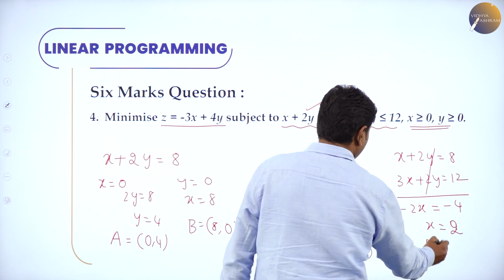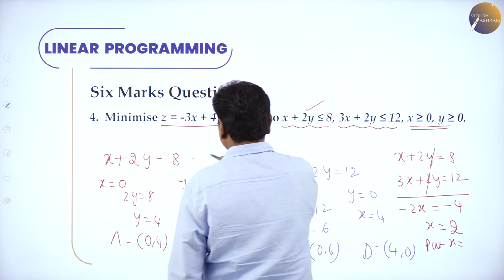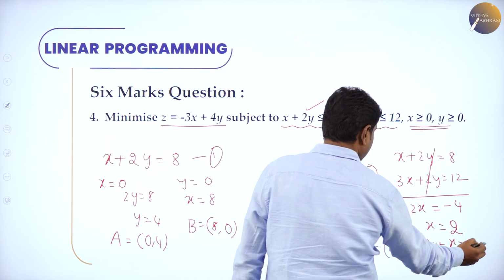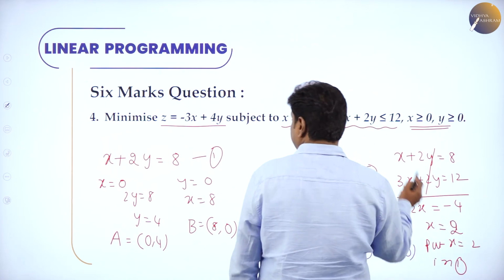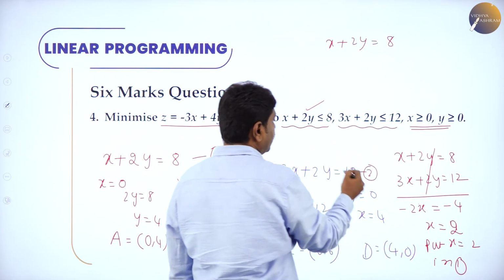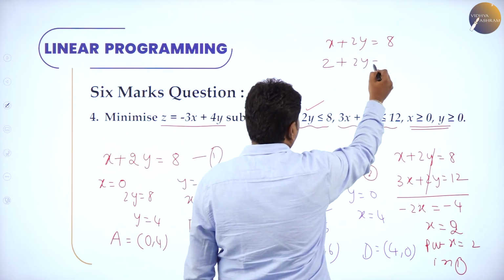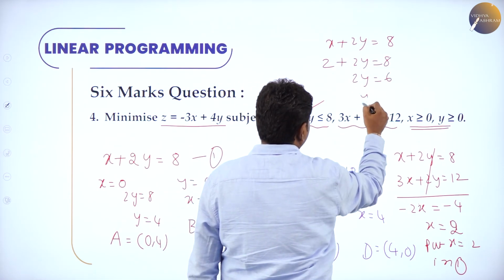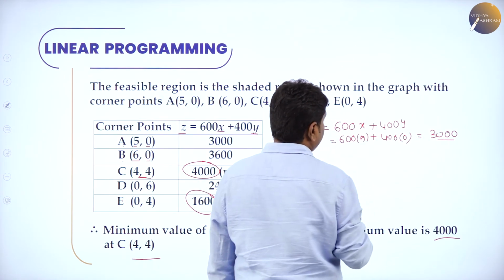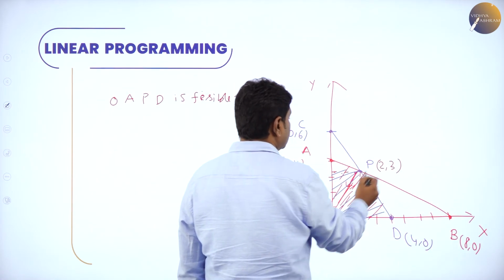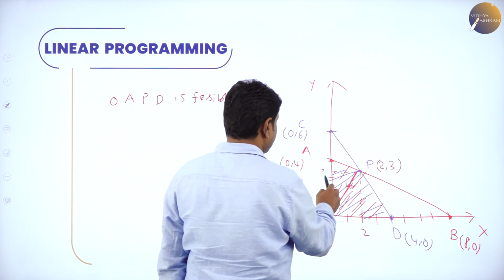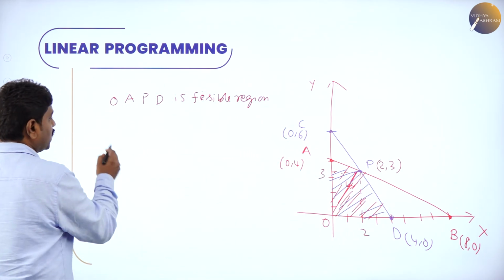Put x is equal to 2. You know how to solve simultaneous equations. I am solving line 1 and line 2. So put x is equal to 2 in equation 1. What is equation 1? x plus 2y is equal to 8. In the place of x, substitute the value of x. 2 plus 2y is equal to 8, or 2y is equal to 6, or y is equal to 3. So point of intersection is 2 comma 3. You solve the equation or draw in the graph, exactly this way should meet at 2 and this should meet at 3.